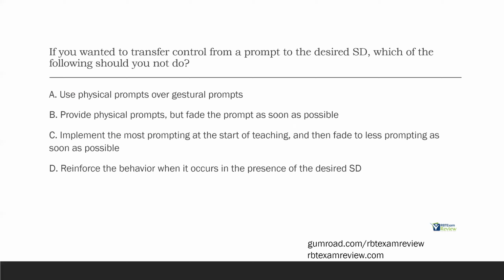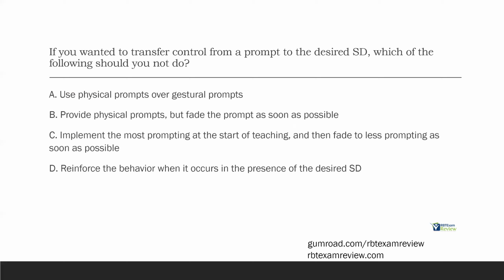Now be very careful. Sometimes you're going to use physical prompts over gestural prompts, but you're missing the key phrase of fading it out, okay? Because in this scenario, we want to transfer control, okay? We're not trying to teach a skill. We're trying to transfer control from the prompt. For A, we need to have some sort of fading language, and we don't, okay? So A doesn't look good. B, provide physical prompts, but fade, there we go, fade the prompt as soon as possible. Yes, okay? That's why B is better than A, because we're actually fading the prompt.